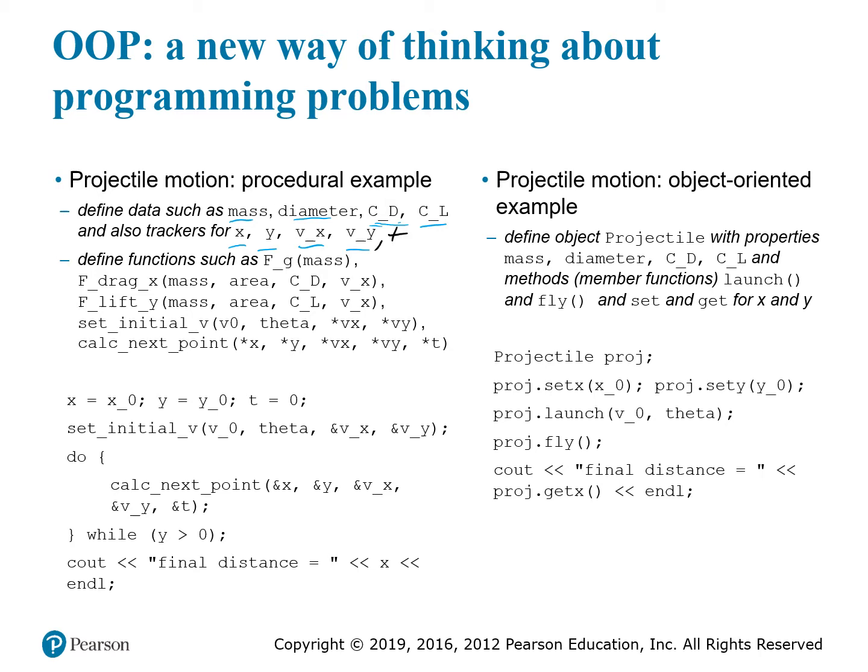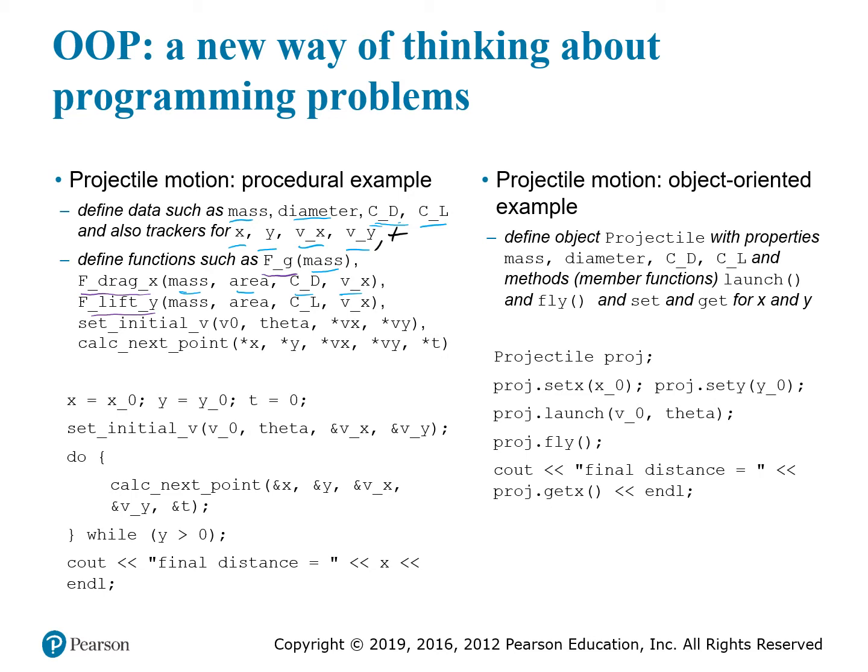At each point in time, we need to know what all the forces are on this projectile so that we can calculate what happens to the velocity and the position. So we'd need to define functions such as F of g, force of gravity, force of drag, force of lift. Some of these would be fairly simple functions. Gravity just depends on your mass, but drag depends on mass, area, drag coefficient, and current velocity.